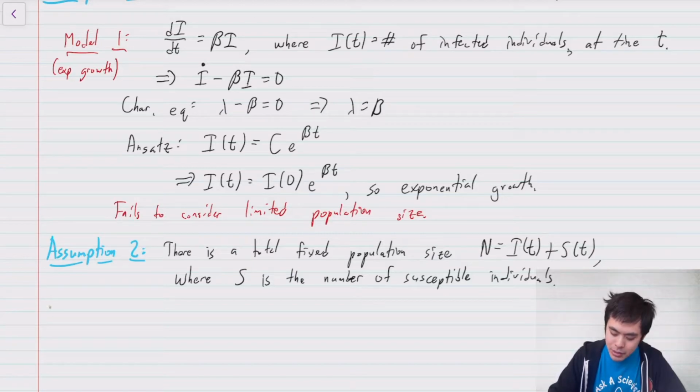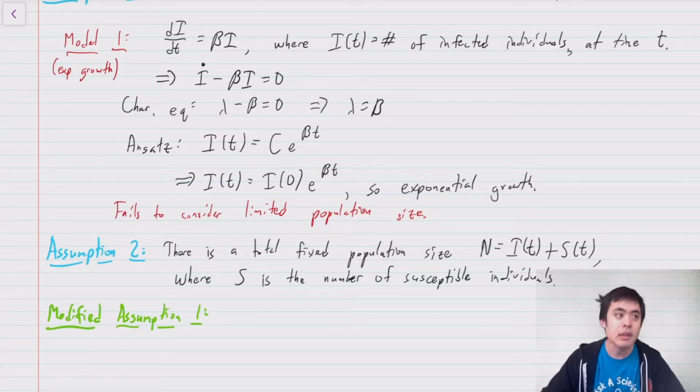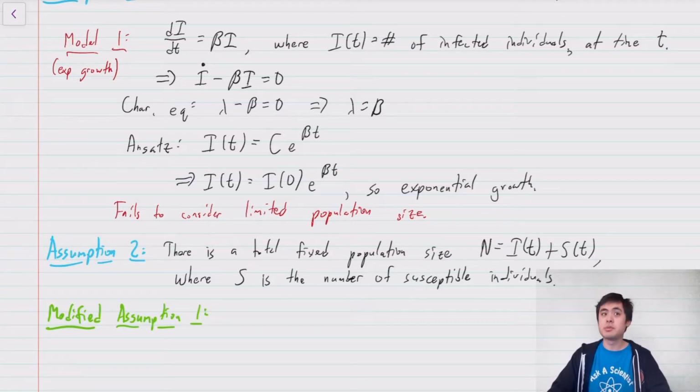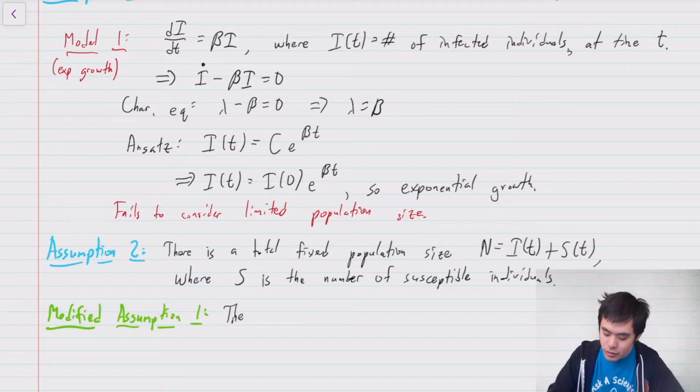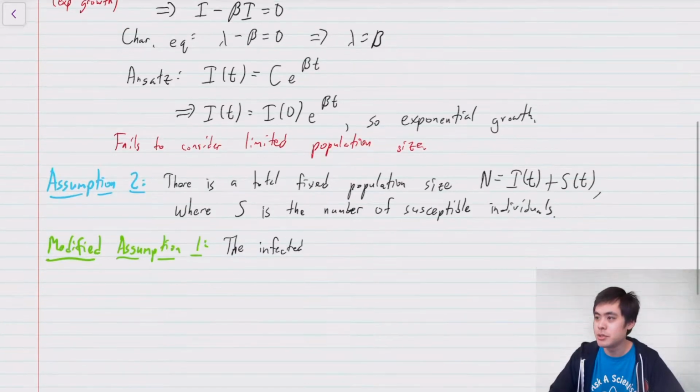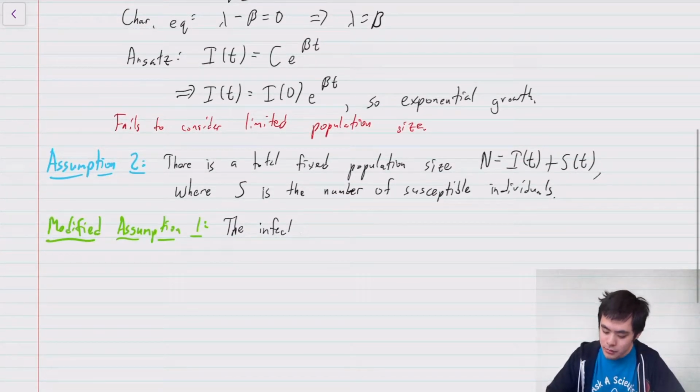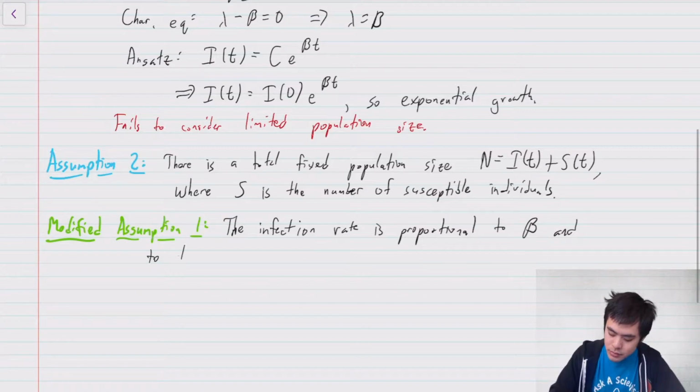And of course, let's go ahead and modify assumption 1. Instead of the infection rate being just beta, we want it to be proportional to both beta and the fraction of susceptible individuals. So the infection rate is proportional to beta and to the fraction S over N of susceptible.